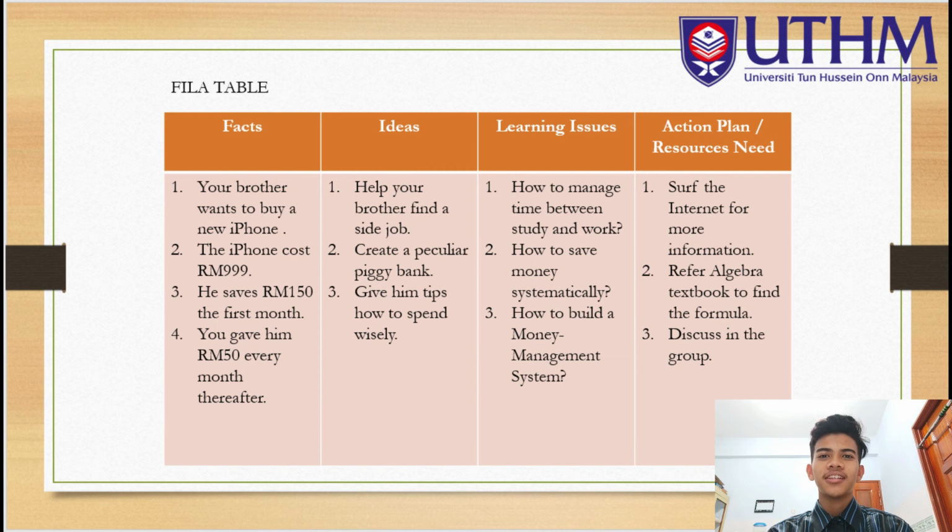Last but not least is the action plan. First, we surf the internet for more information. Second, we refer to the algebra textbook to find the formula. And lastly, we discuss in the group.